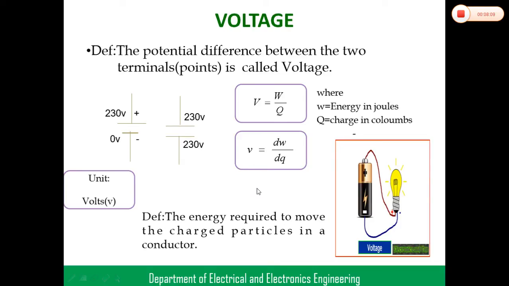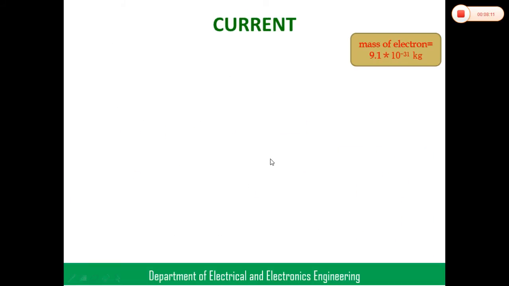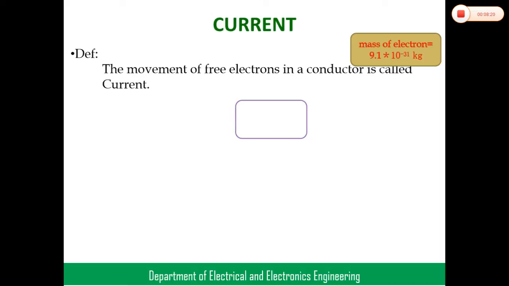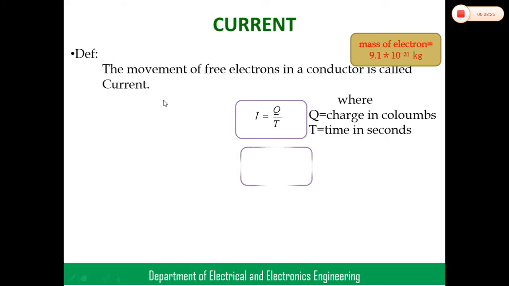So coming to the second definition, that is current. Very, very important. We all know the definition of current: the movement of free electrons in a conductor is called current. I said the movement of free electrons. What is meant by movement of free electrons?